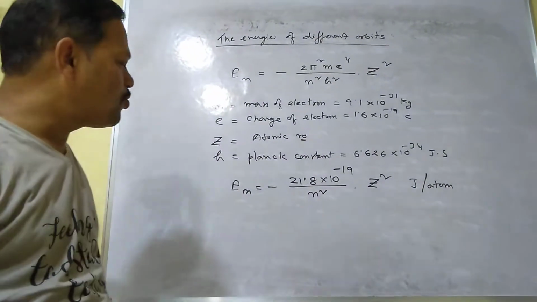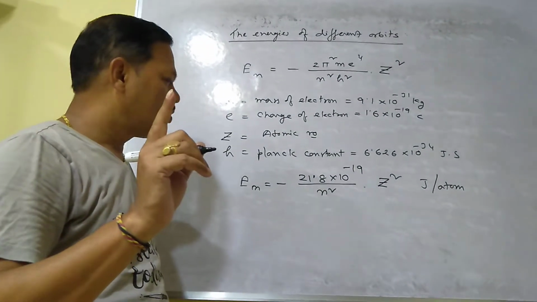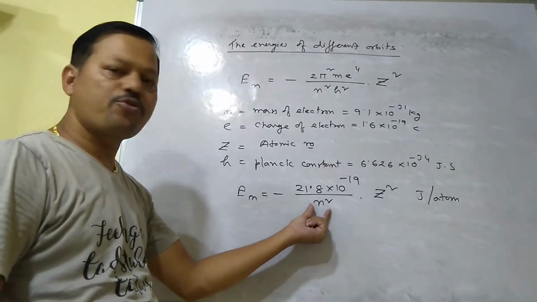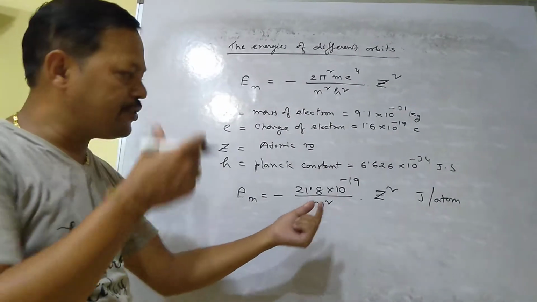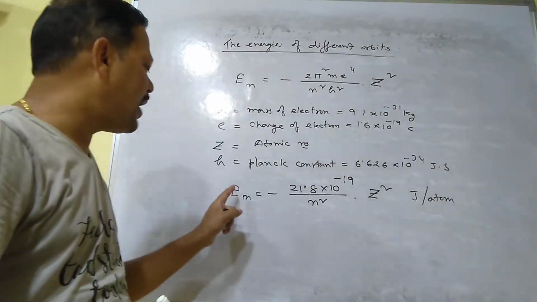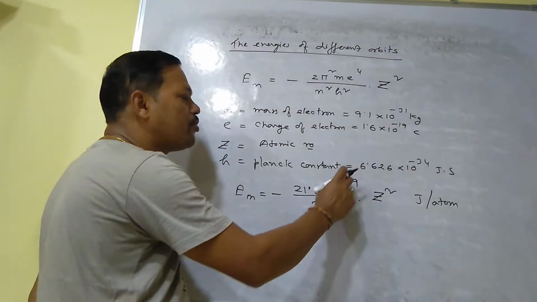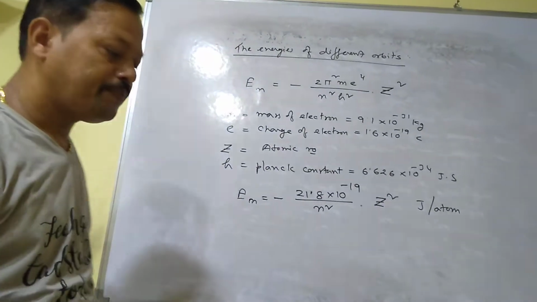Now, if you want to find out for first orbit, then n value you have to put 1. 1 square means it remains as 1. If you want to find out for hydrogen, z value will be 1. Ultimately, the energy of first orbit for hydrogen atom is minus 21.8 into 10 to the minus 19 joule per atom.